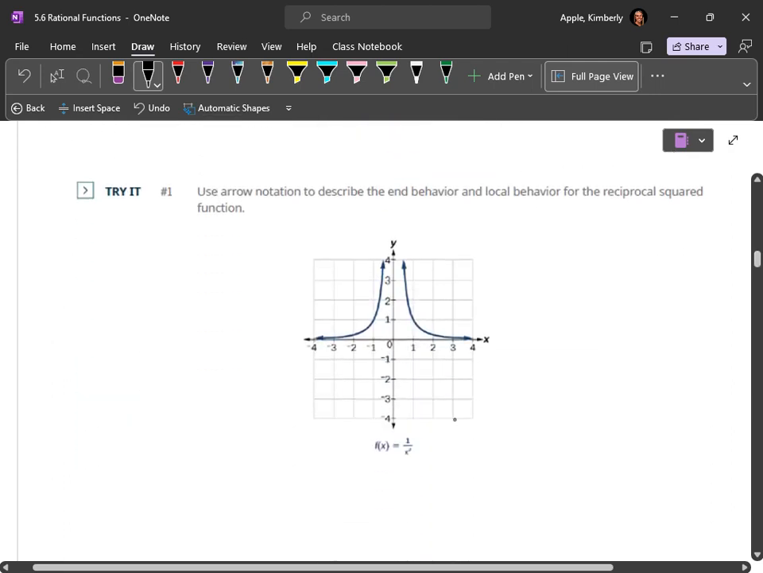If you want to try to use the arrow notation to describe the end and local behavior for the reciprocal squared function, go ahead and give that a try. Pause the video and see how you do.